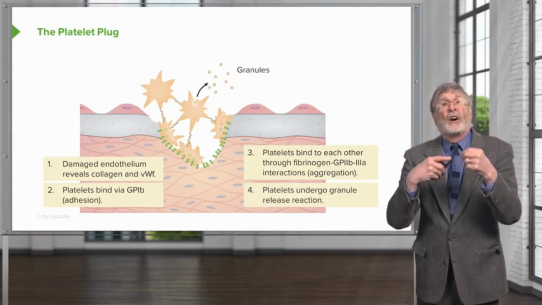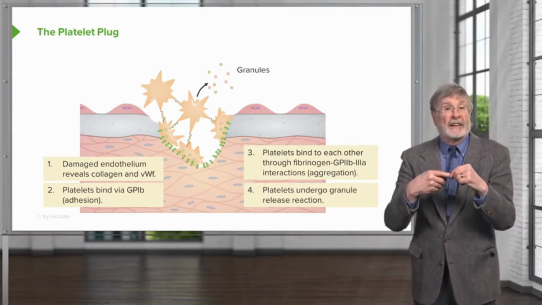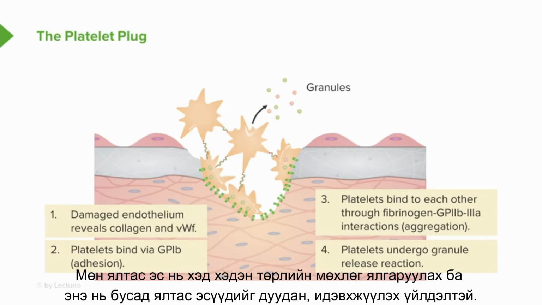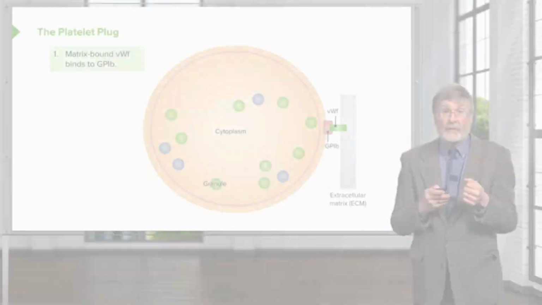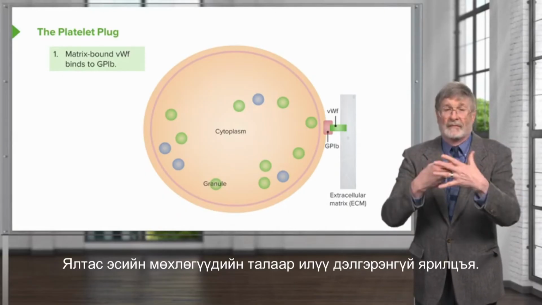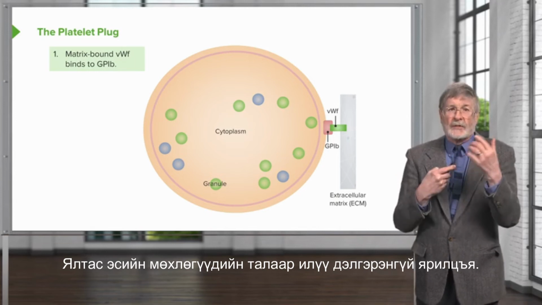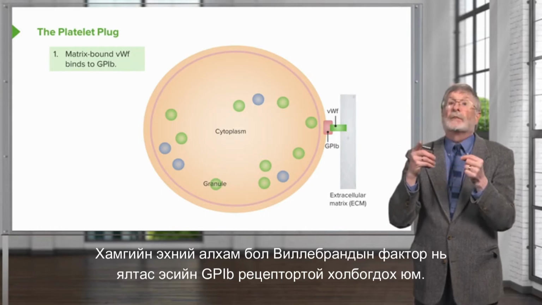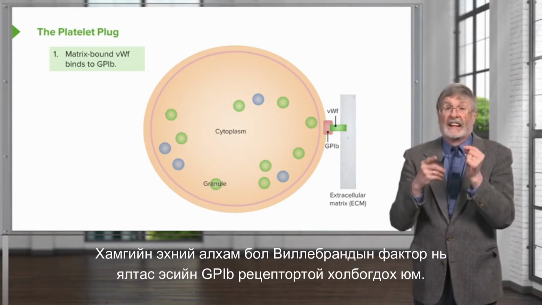The platelets have also undergone a shape change and they become activated. That's how we got that expression of the GP2b3a. But they're also releasing granules that will be a recruitment for other platelets that will be going by in the circulation. So let's talk about those recruitments through the granule release. So matrix-bound von Willebrand factor, shown there on the right-hand side, binds to glycoprotein 1b. That's the initial step.